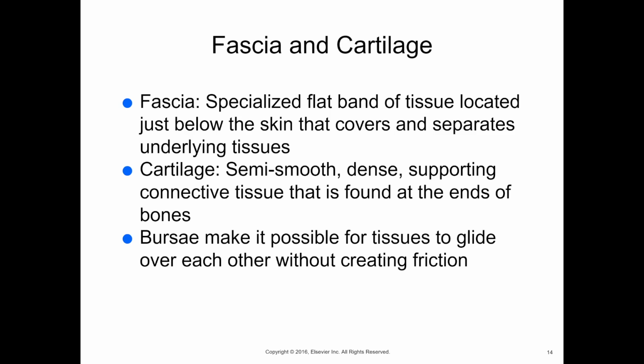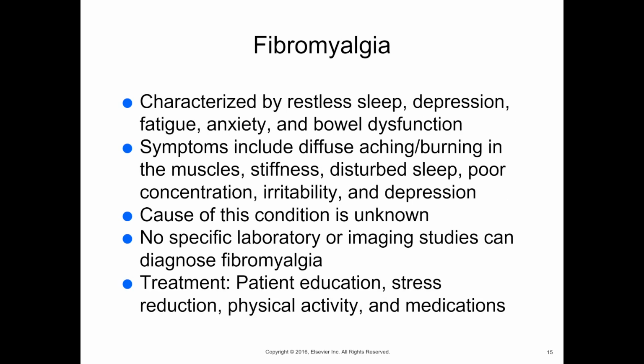Now that we have cartilage, multiple different things make up cartilage. There's also different types of cartilage, but the idea is that it is a supportive tissue at the end of bones that helps absorb impact and also functions to reduce friction. And then one other final classification, something that doesn't exactly fit into any other category, is bursa. These are like little sacs of fluid. Typically we see them under tendons or other structures in order to help those tissues glide without causing friction on other structures. Now, fibromyalgia, first condition we're going to talk about.